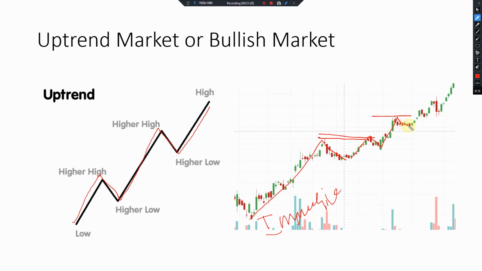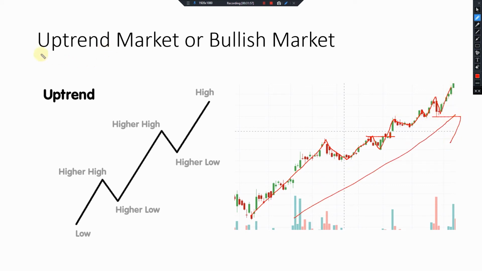Then it made a small low, then a small up move, small low, then up move, and small low and up move. See the price of the stock, in this case Reliance. Price came up, it made a retracement, it made a higher high, a retracement, again a higher high compared to this high. This high was broken by a bullish candle, and it made a retracement. It went high, retracement, went high, retracement, went high. So that's how an uptrend is, an uptrend market or bullish market.